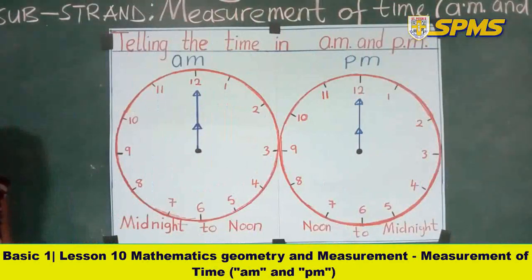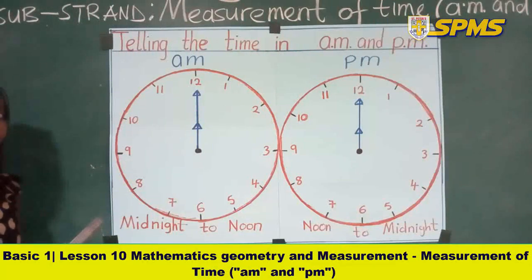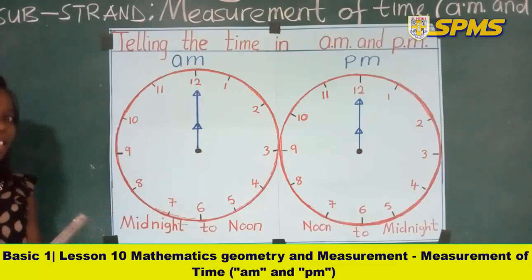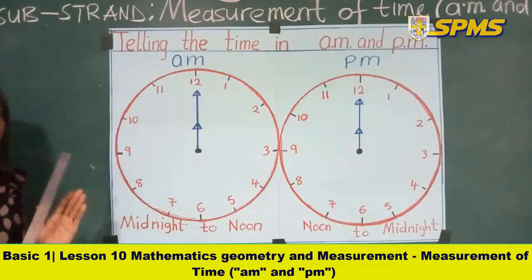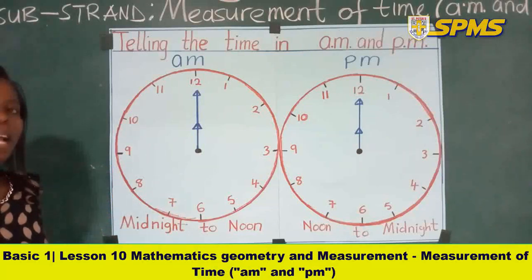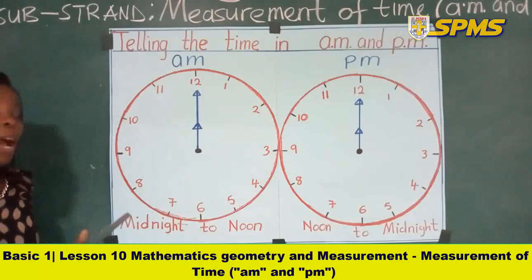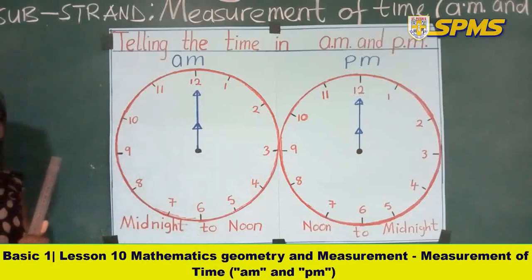Okay, children. On the board is an illustration of how the day is divided into 2 equal parts. And how many hours make one part? 12 hours. So 12 hours make one part of the day and the other 12 also make another part of the day. So I have 2 clock faces over here.